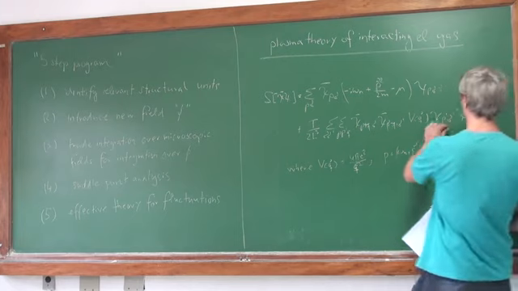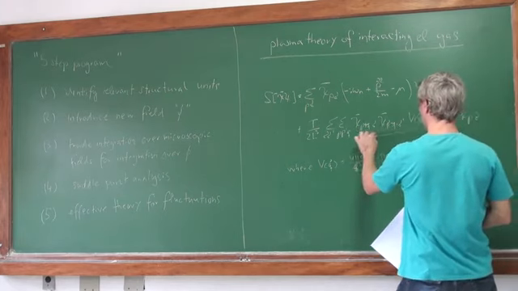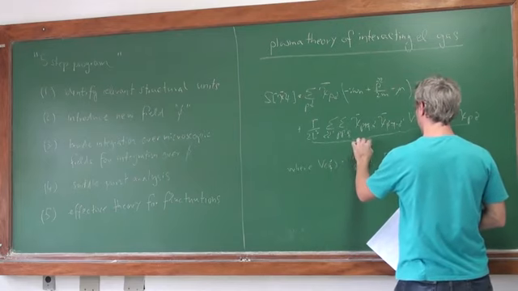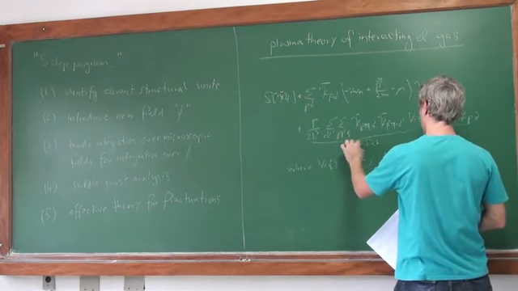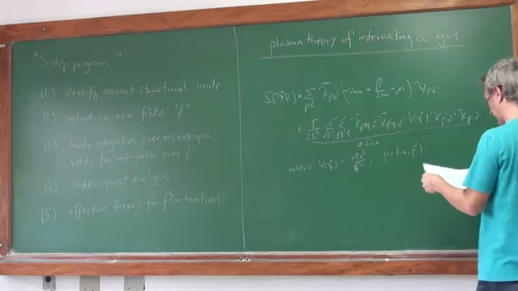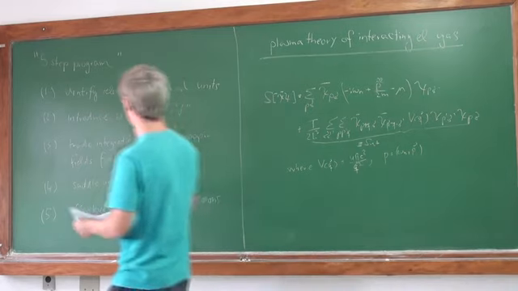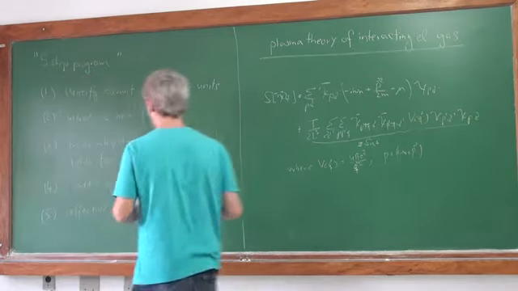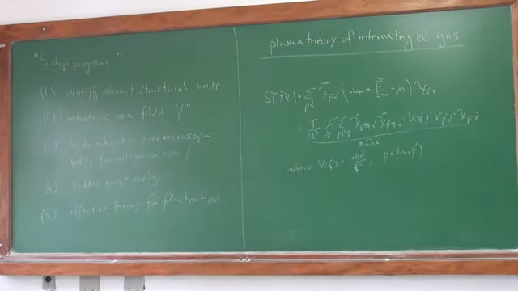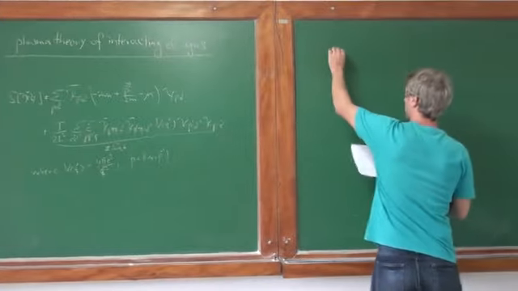So this here would be what we call the interaction part of the action, and this is what we call the free action. So let's just make some general comments and then see how one can introduce this new field. This we'll discuss in detail then. Just make some general comments.